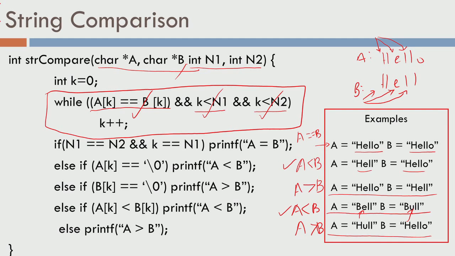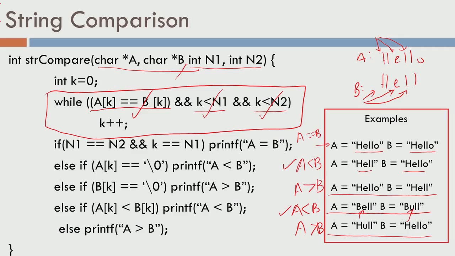If A of k equals B of k for all the characters that you saw so far, then at some point you would have hit N1, the end of A, and you would have hit N2, which is the end of B. So, if N1 is actually equal to N2 and if k equals N1, which means you are looking for equality in A and B, then A and B are equal. That is the example we have on the right side, A equals hello and B equals hello are actually the same.